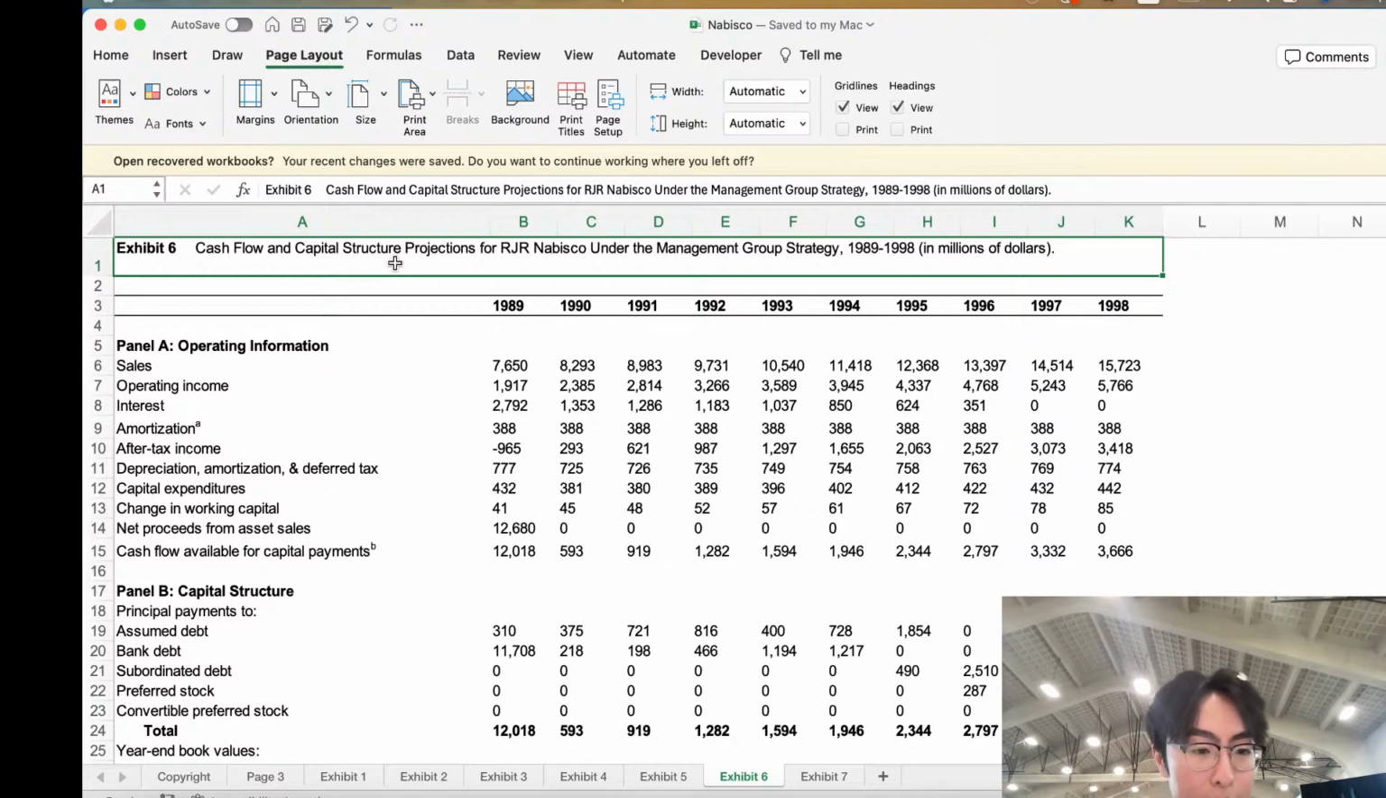Alright, so that's fine. Now we have the market value of common equity. I think this is going to help us with actually figuring out the enterprise value. And then I guess also the WACC calculations. We have assumed debt weights, which is assumed debt, and bank debt, and subordinated debt, preferred stock.